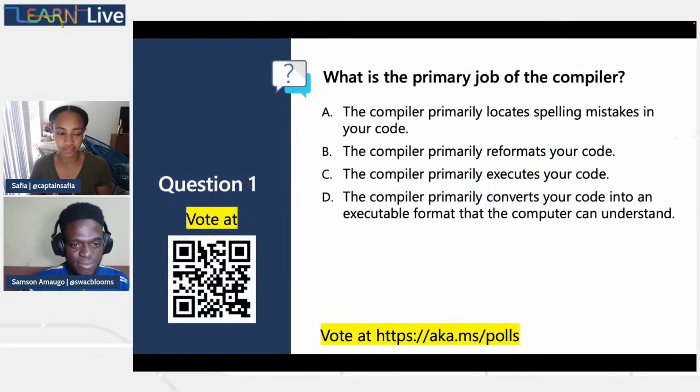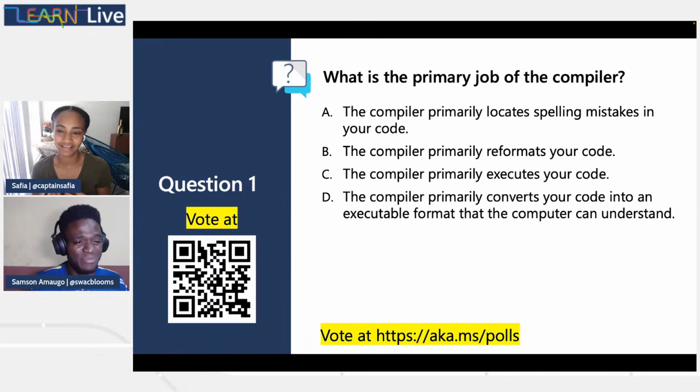So you can check out the link. It should be posted in the chat, or the QR code, if you want to follow along with these poll questions we have. Here's the first one, Samson. I'm wondering if you could help me figure it out. What is the primary job of the compiler? The compiler primarily locates spelling mistakes in your code.